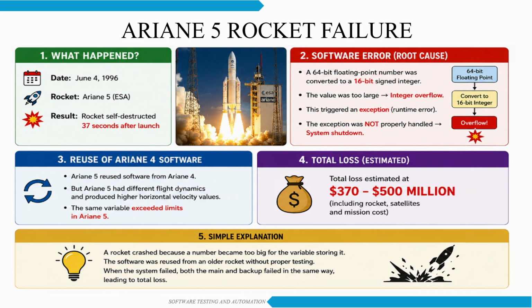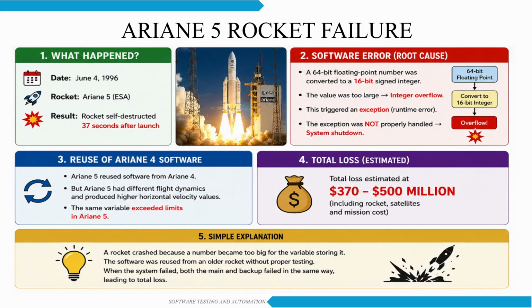The software used in Ariane 5 was actually reused from the earlier Ariane 4 rocket. But Ariane 5 had a completely different scenario with different flight conditions, and it was much more powerful. Because of this, Ariane 5 generated higher values during its flight. One important value was velocity, which means the speed of the rocket along with its direction. In Ariane 5, especially the horizontal velocity was much higher than what the old software expected.